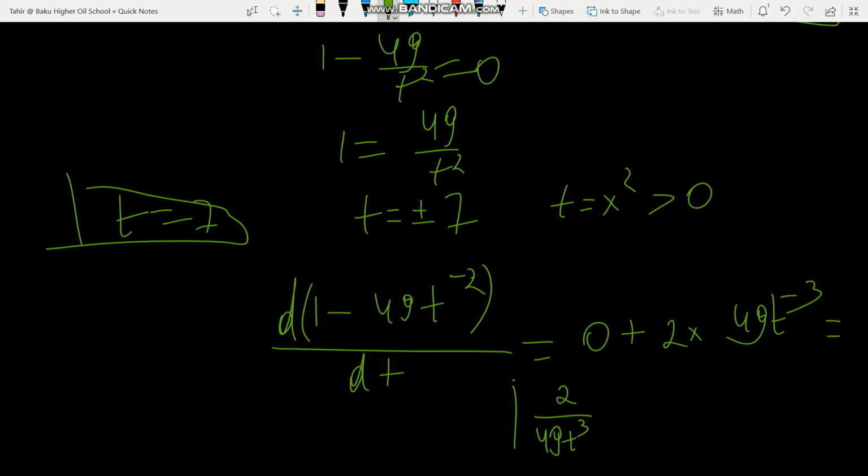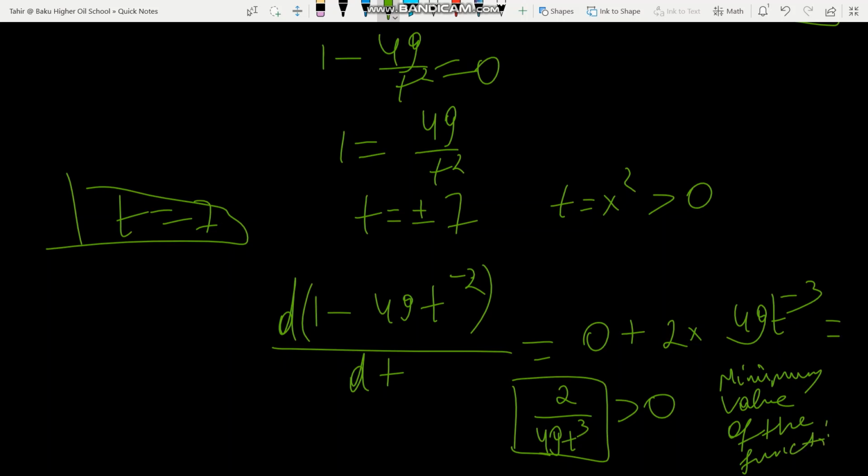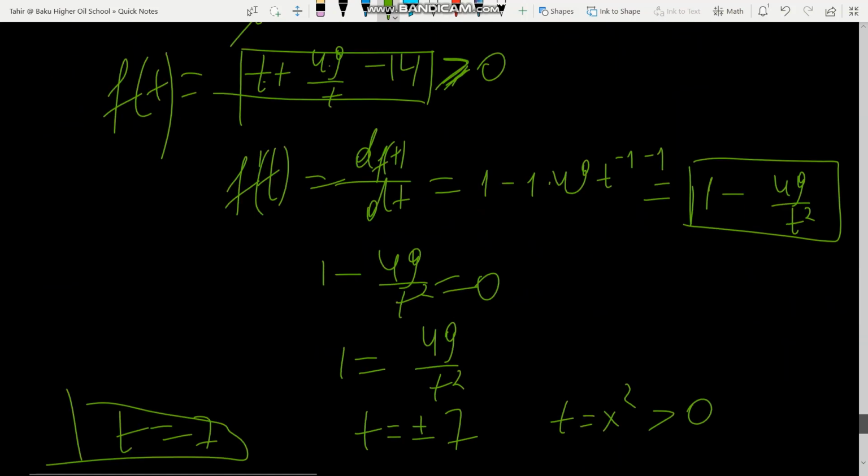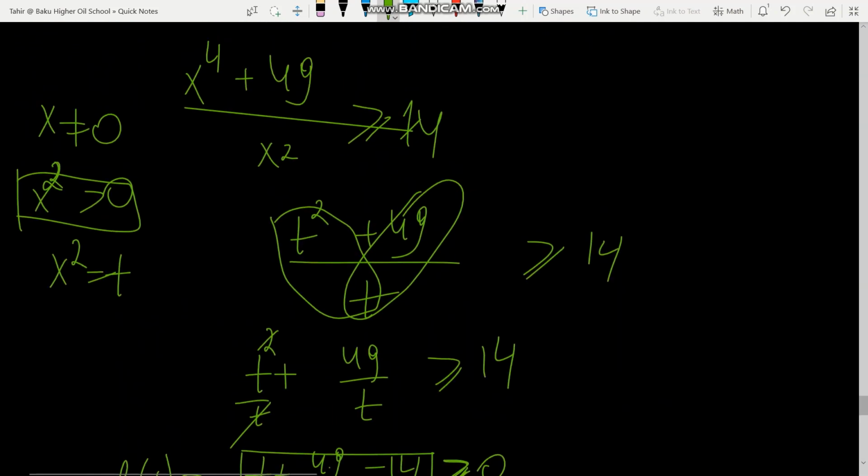We should place the value of t that we found here, and we will get a value greater than 0, which shows that we found the minimum value of the function. As we see, the minimum value of the function is at the point 7. Let's place the 7 here, since we found that x squared is equal to t.